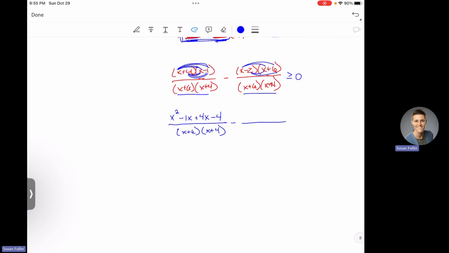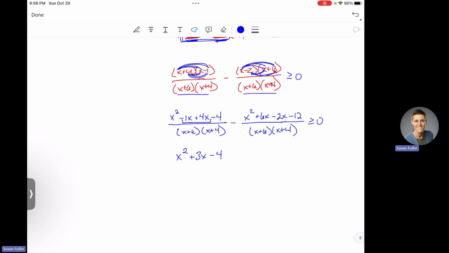And now I'm going to FOIL over here. So I'm going to do my first and my outside. So I'll do x squared plus 6x. And now I'm going to do my inside and my last. And I'll have minus 2x minus 12, keeping that common denominator. Okay. Now I can combine things here. So over here, I've got negative 1x and a plus 4x. I'm going to have x squared plus 3x minus 4.